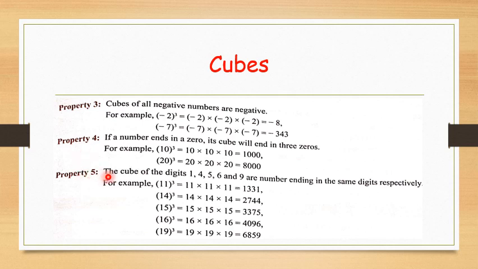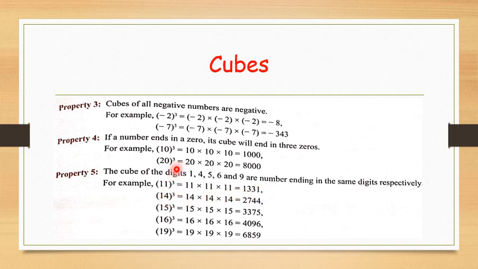Now what is property number 5? The cubes of numbers ending in the digits 1, 4, 5, 6 and 9 end in the same digit respectively. It means when we have any number ending with 1, 4, 5, 6 or 9, then if we take the cube of such numbers, their cubes also have the same digit at the unit place. Since 11 has 1 at its ones digit, its cube also has a 1 at its ones digit.